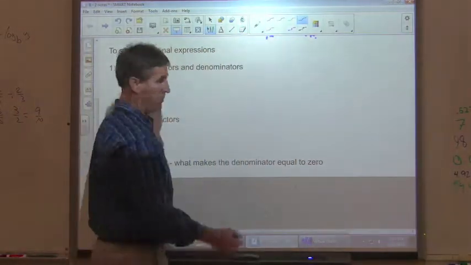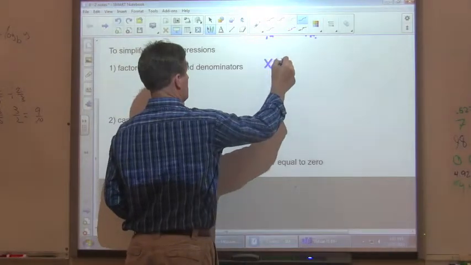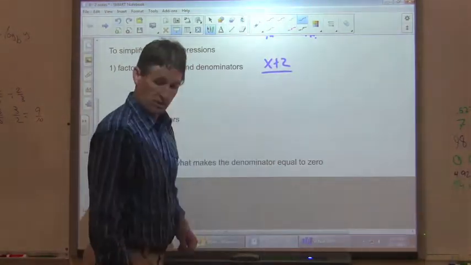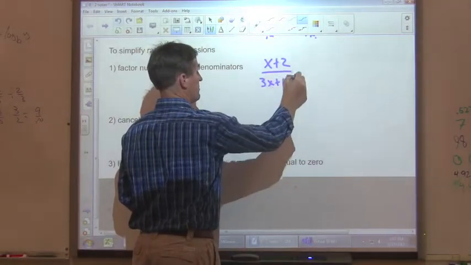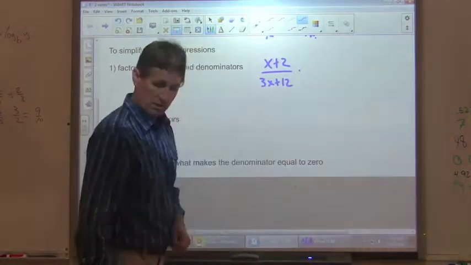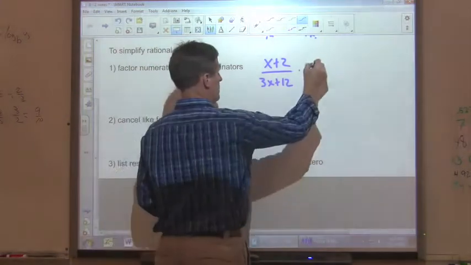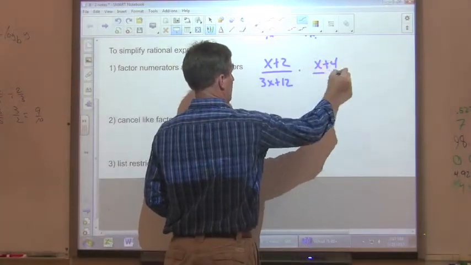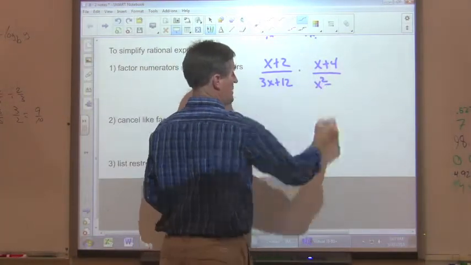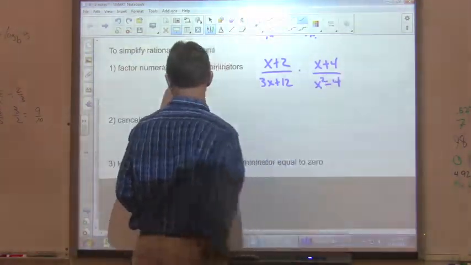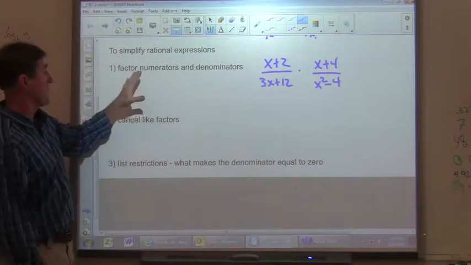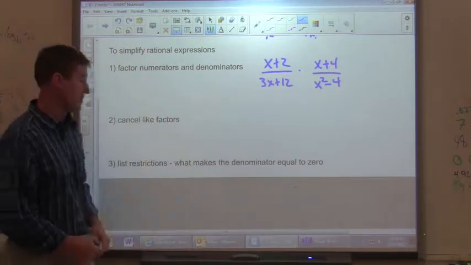So what if I have something like this? x plus 2 over 3x plus 12 times x plus 4 over x squared minus 4. We're going to follow these same steps. We're going to factor our numerators and denominators.